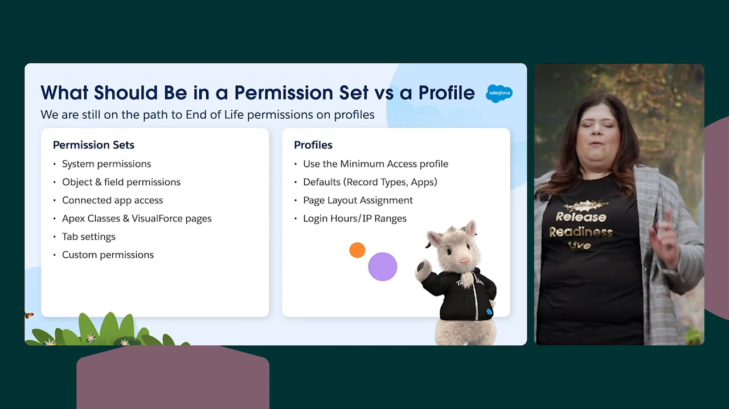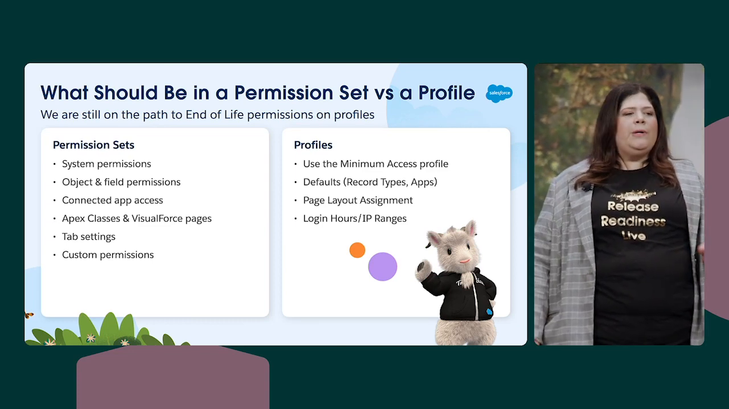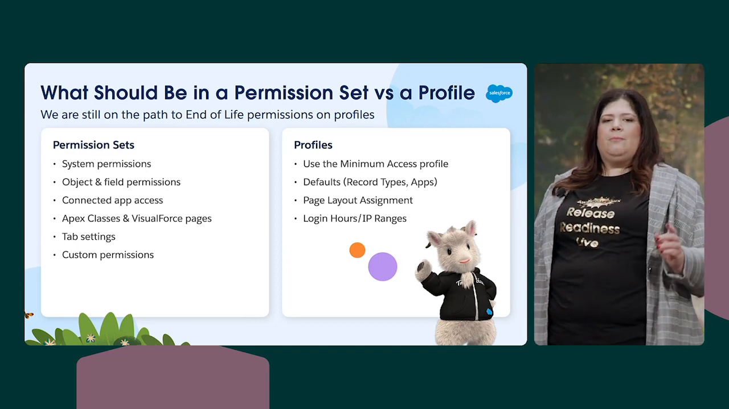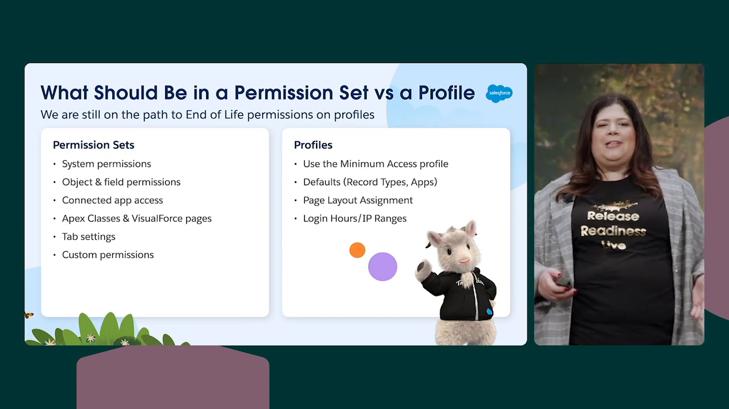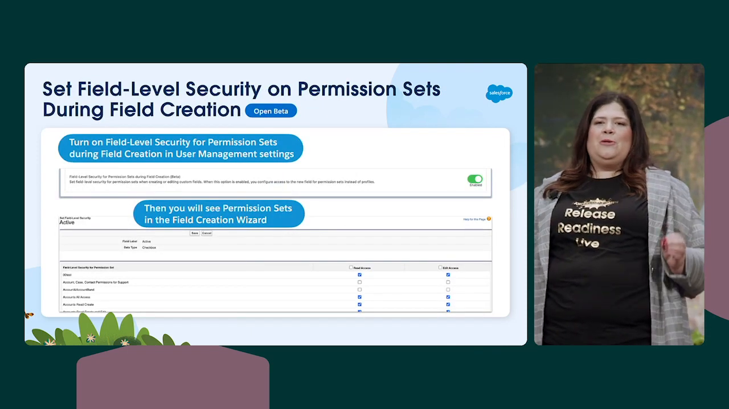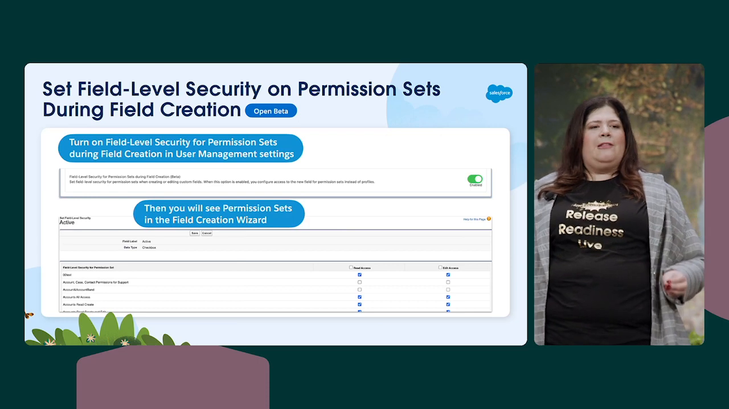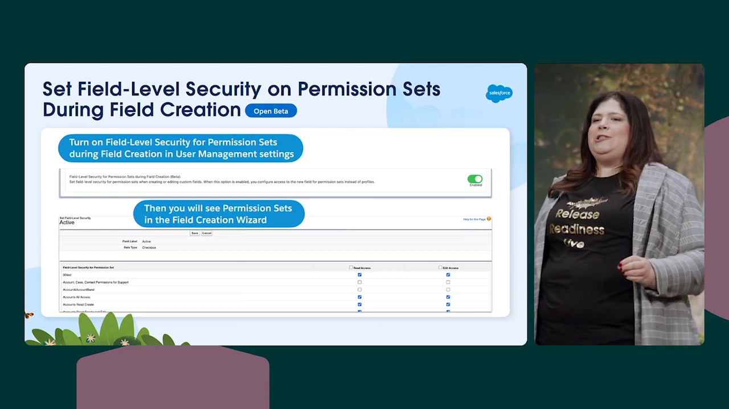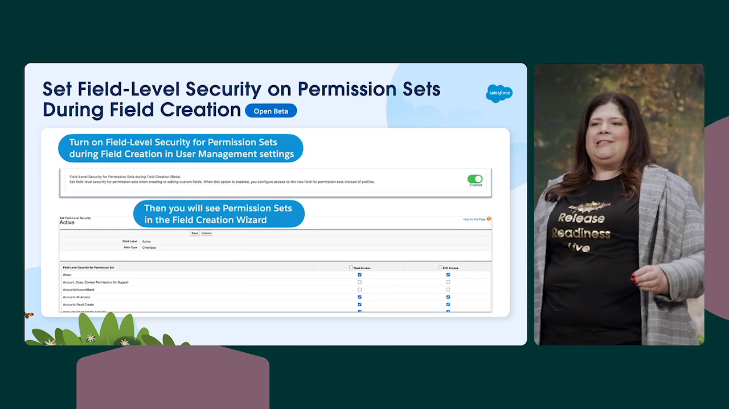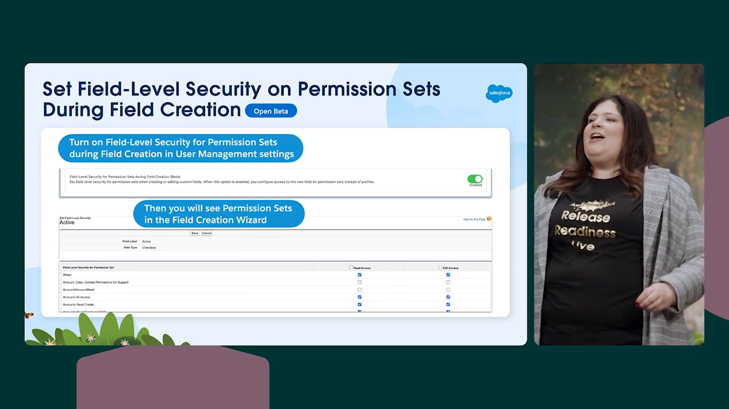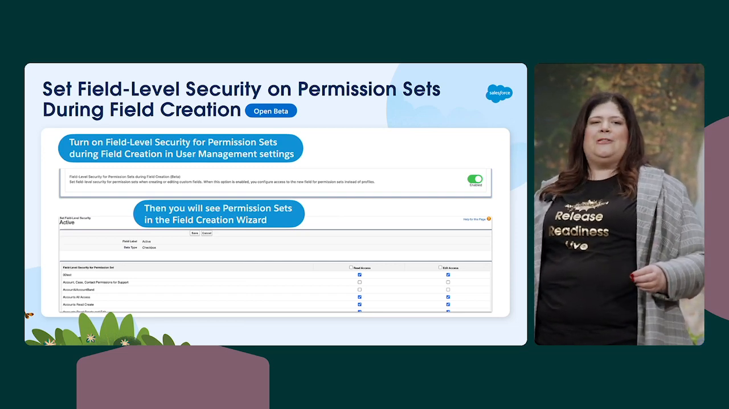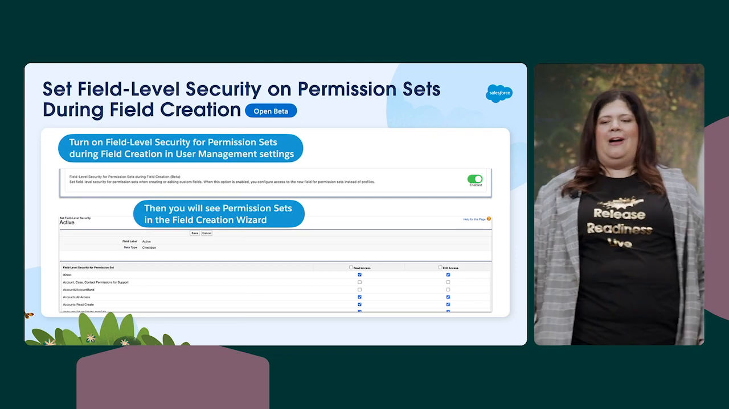Feel free to take pictures of this, but we also have this in a great blog post on admin.salesforce.com. Now, the first question I'm always asked about when I talk about the end of life of permissions on profiles is, what about the field creation wizard? I am so excited to announce that in the Winter 23 release, you have the ability to turn on to set field level security on permission sets during field creation. This also works for the set field level security button on field as well. And don't worry, we have more coming for you on this in the future.